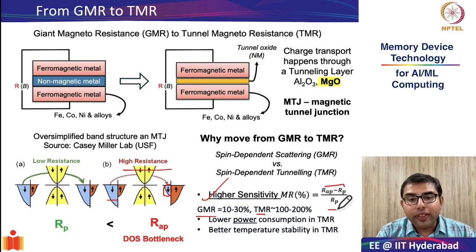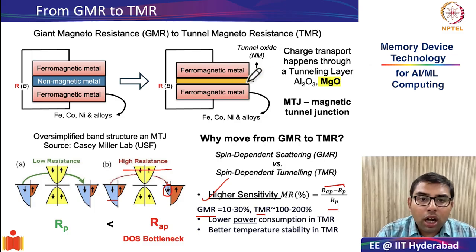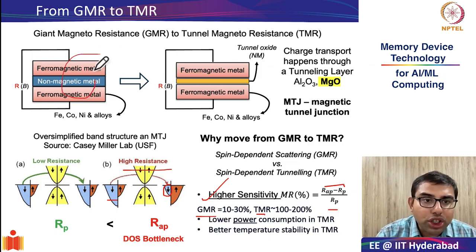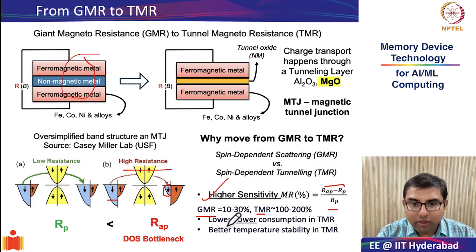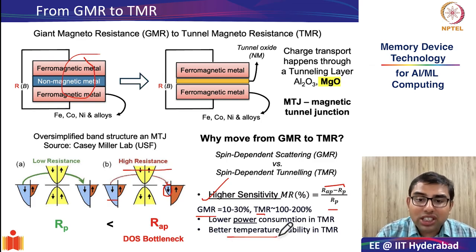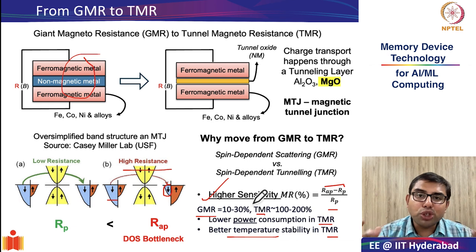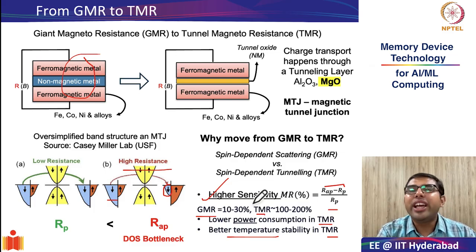Furthermore, since there is a tunnel oxide in magnetic tunnel junctions, the leakage current is much lower compared to these structures. Therefore, there is much lower power consumption and better temperature stability in TMR devices when you compare them with GMR devices. Why is there better temperature stability? This is because the tunneling transport mechanism itself is very insensitive to temperature variations. The tunneling probability is not a strong function of temperature.